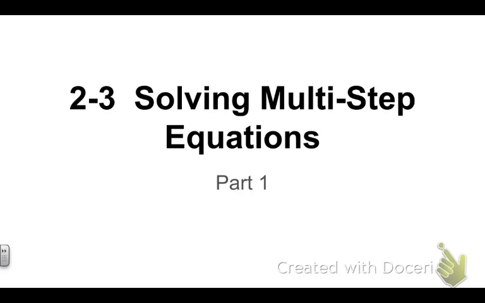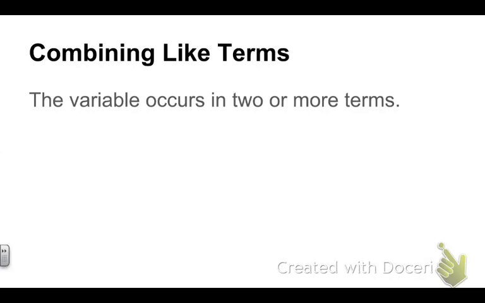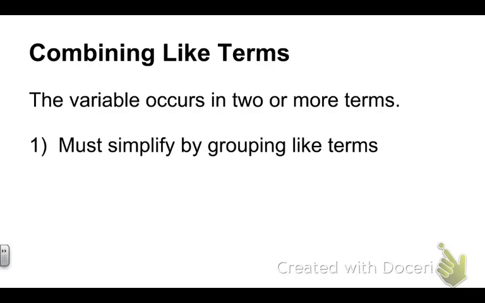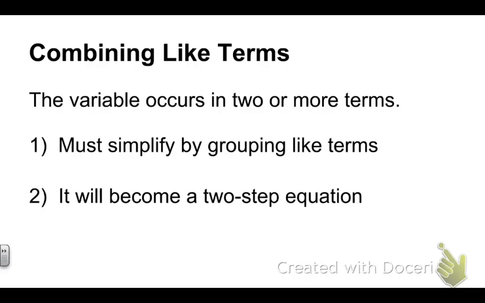Today I want to show you how to solve multi-step equations, and it's just that, it's multiple steps. It's more than a two-step equation like we were doing yesterday. So the first thing you may need to look for is combining like terms, where the variable occurs in two or more terms. So you're going to have to simplify by grouping like terms. This is just like what we did when we just had the expressions. Now we're just going to solve for the equation. And then once you've simplified the grouping with the like terms, it's going to become a two-step equation.